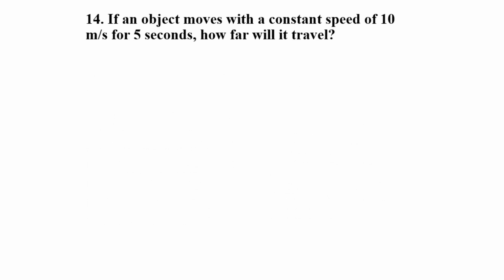Question number 14. If an object moves with a constant speed of 10 meters per second for 5 seconds, how far will it travel? A. 15 meters. B. 50 meters. C. 100 meters. D. 200 meters.